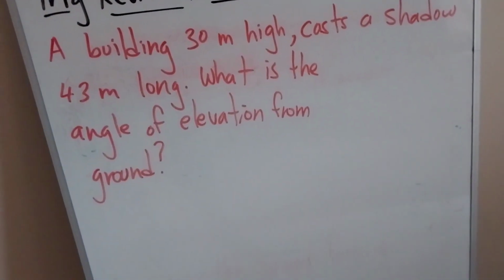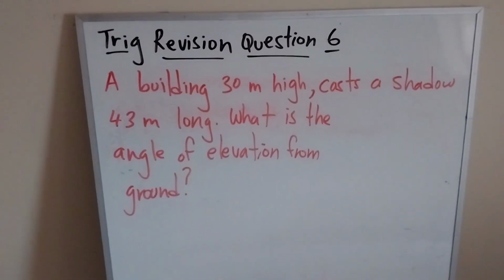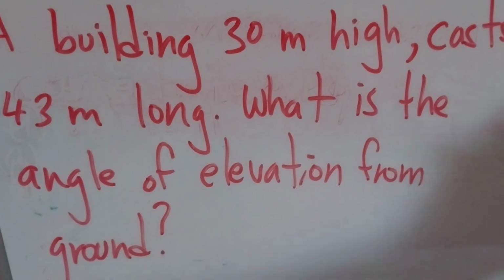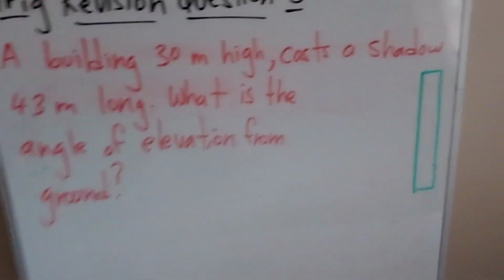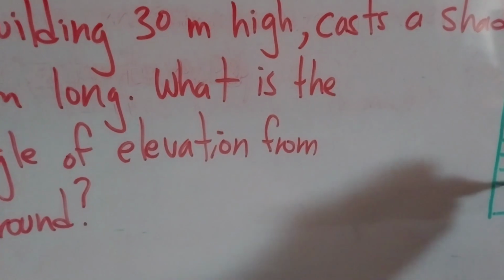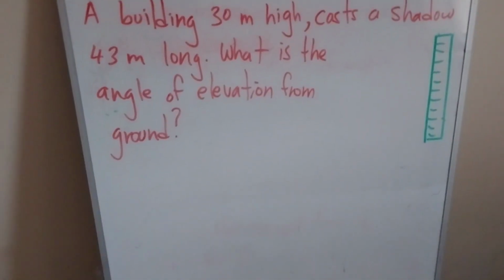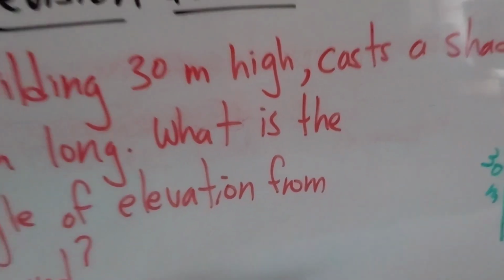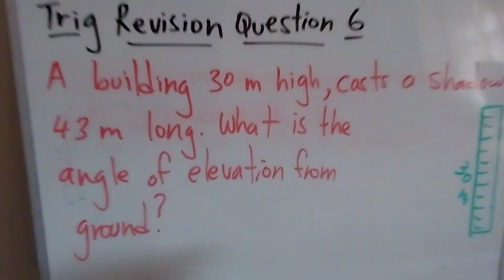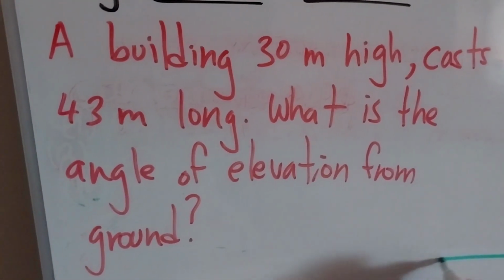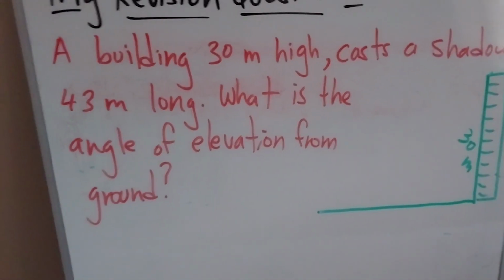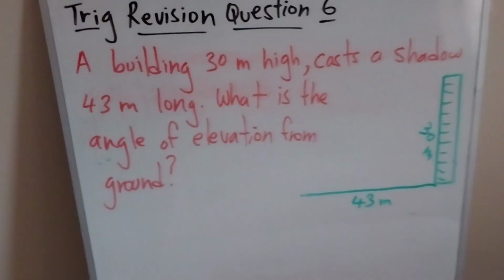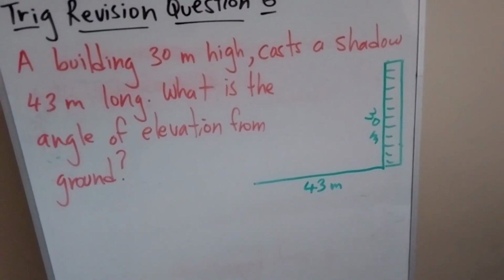Now we don't need to be very good artist, just have to draw a few lines to get the illustration. There's a building, so that's my building with some windows and some levels. Yeah, all good. And then that's 30 meters high. Now it is casting a shadow that is 43 meters long. So the building is 30 meters high. The shadow is 43 meters long.